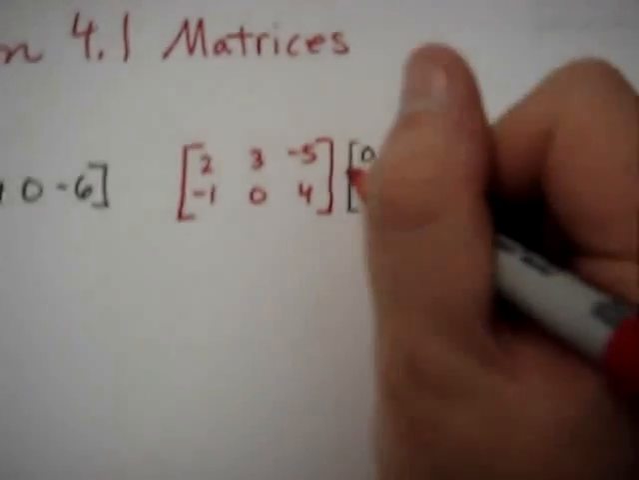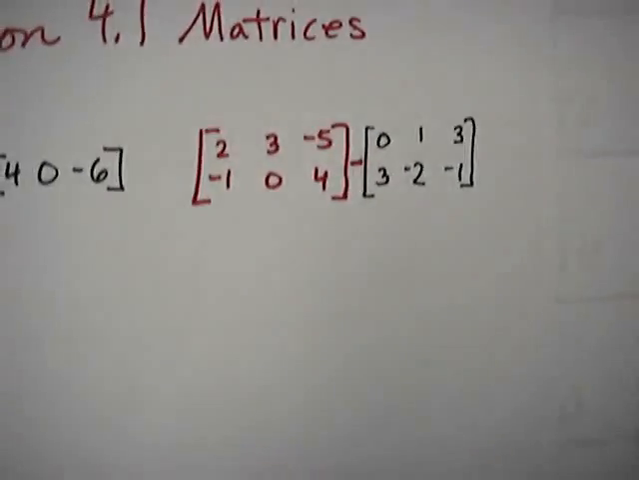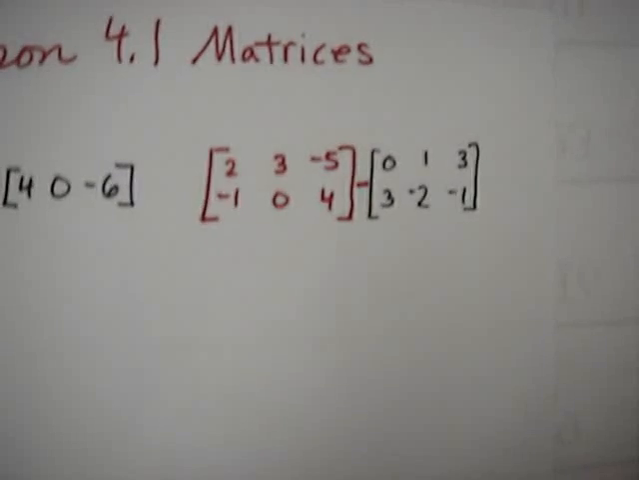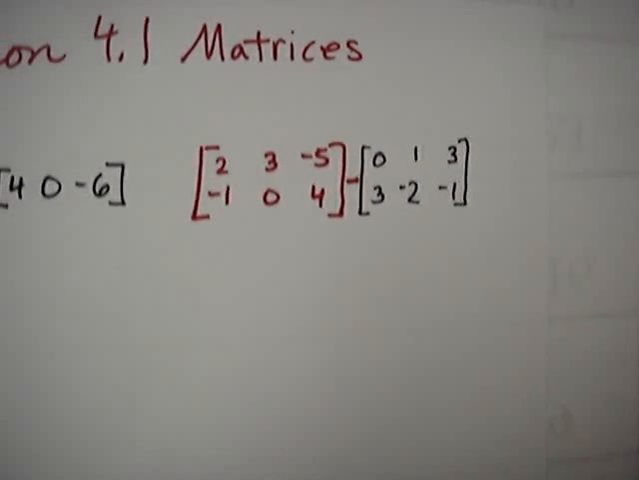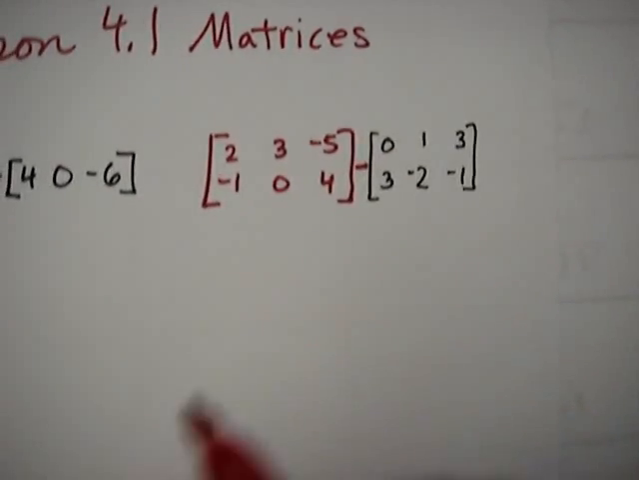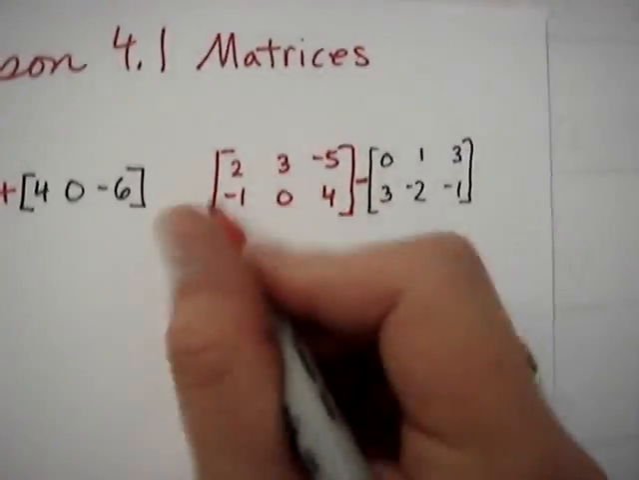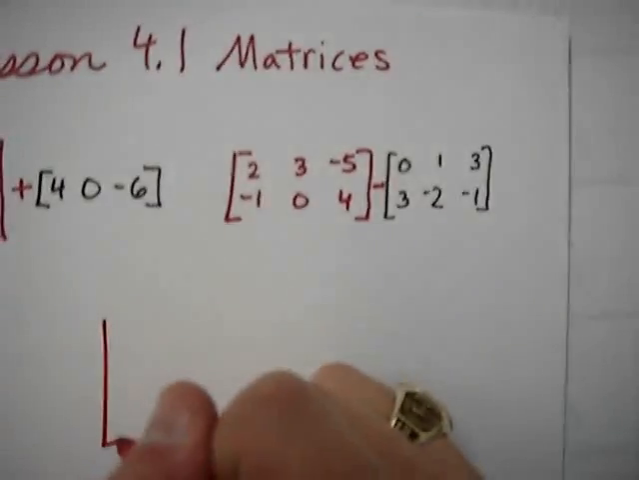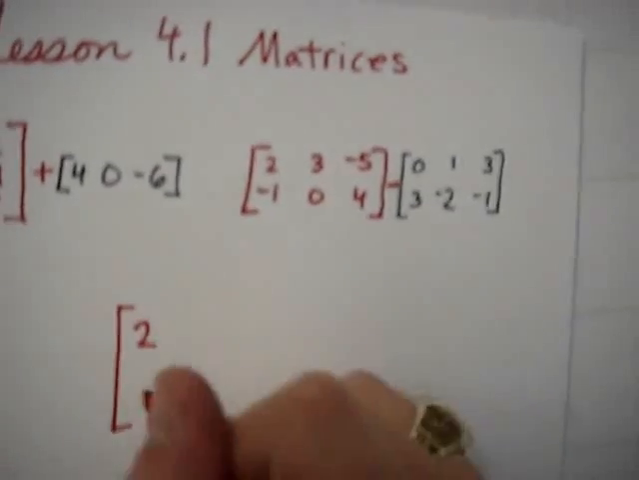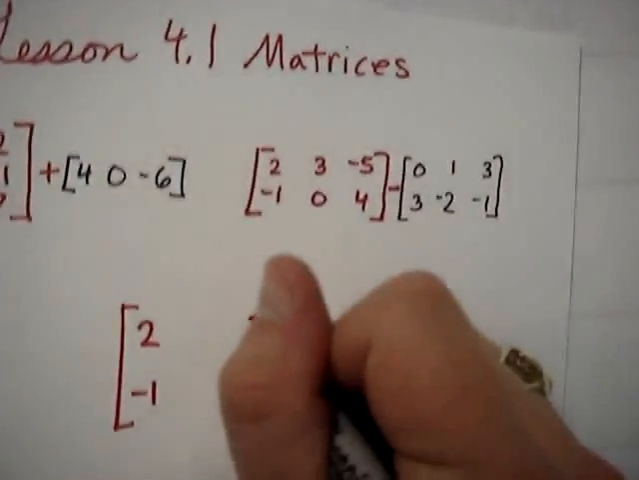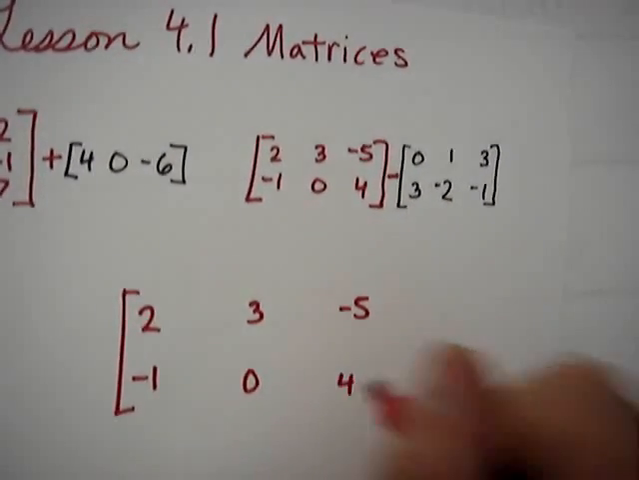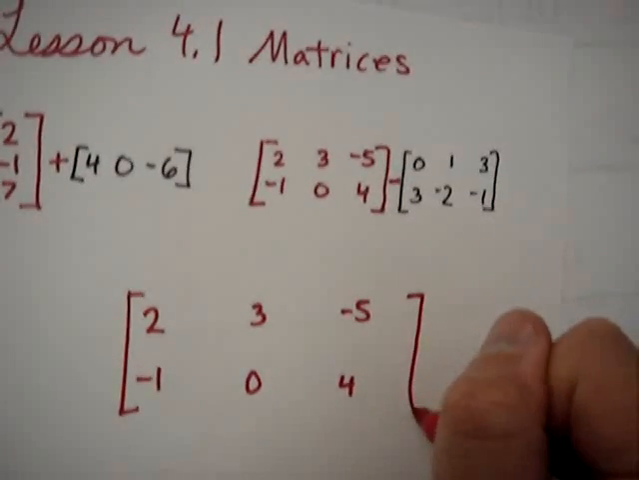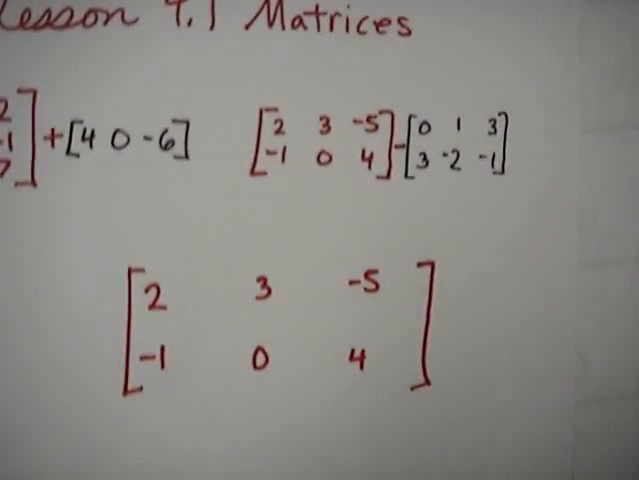Let's look at these two. I'm going to go ahead and attempt to subtract them. These two both are 2 by 3 matrices. They are able to be subtracted. So I'm going to write this red one here much bigger, and I'm going to put spaces. So 2, negative 1, 3, 0, negative 5, 4. And we'll leave room on the edge too.